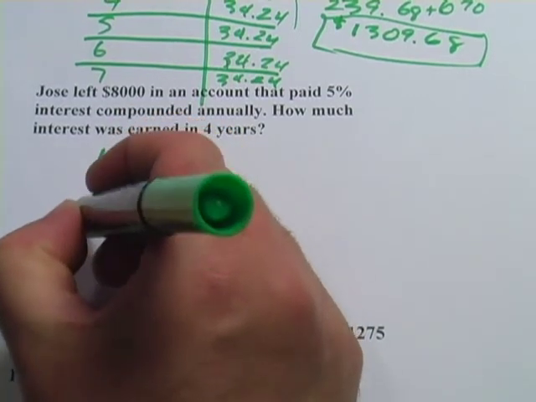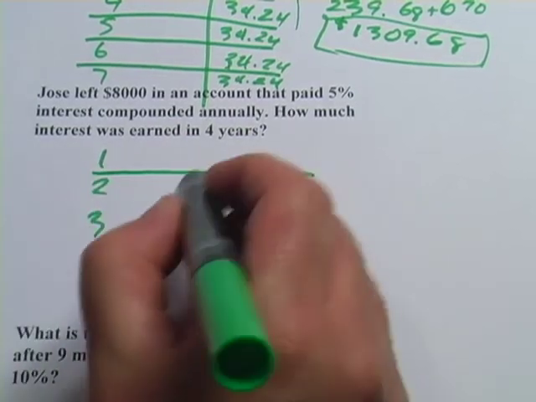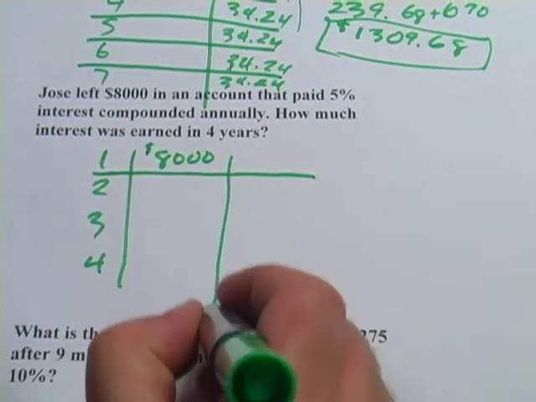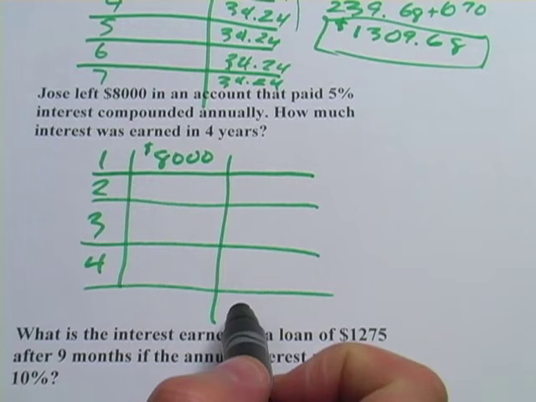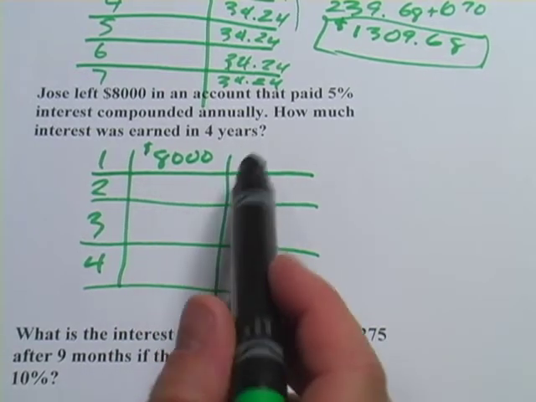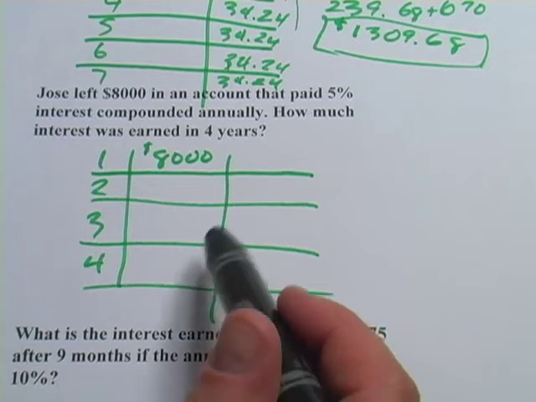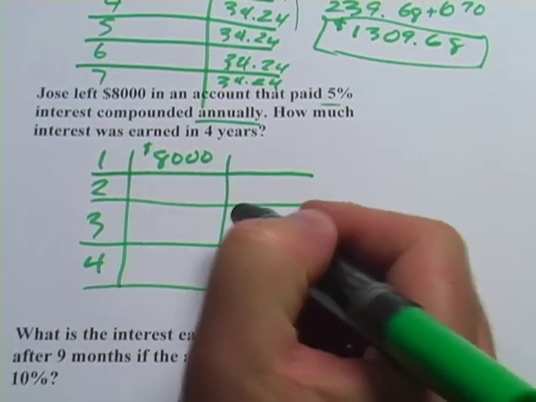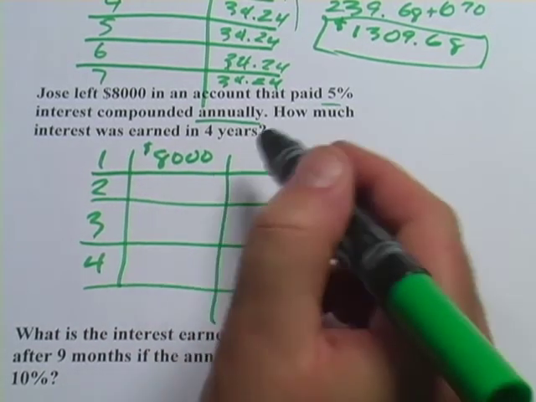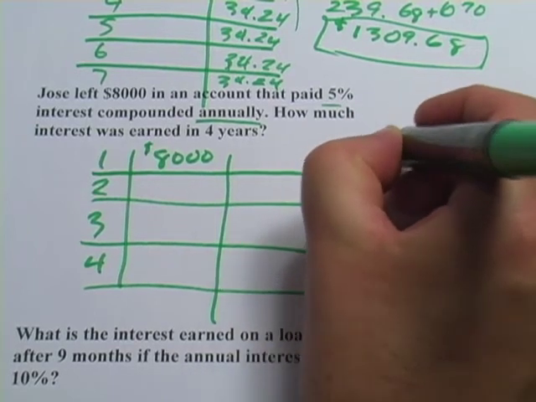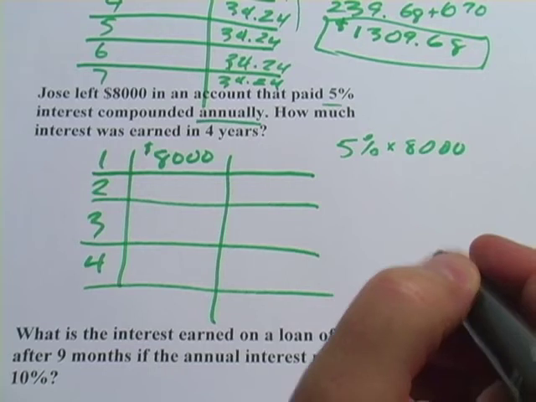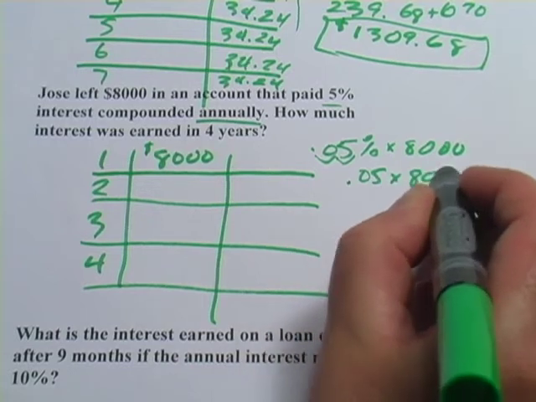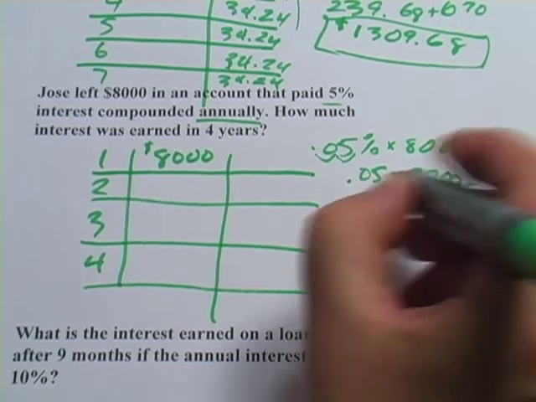So I'm going to make a chart again for the 4 years. And he started with $8,000. And what we're going to do is figure out the interest for each year. It's not going to be the same. It says the interest is 5% annually. Well, we can figure out the first year's interest. We have $8,000 in the bank. To figure out the interest, we take 5% of 8,000, 5% times 8,000. That's got to be 0.05 times 8,000. And I think that comes out to $400.